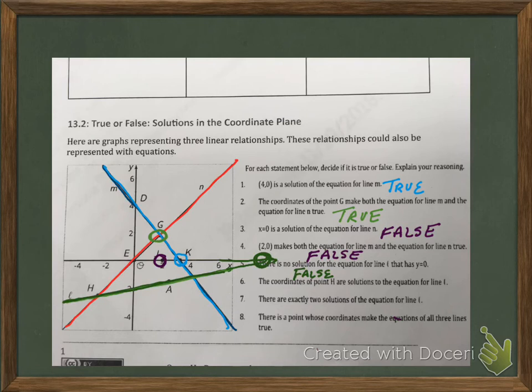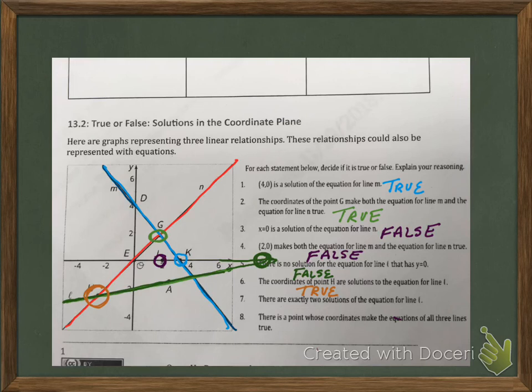So number 6, the coordinates of point H are solutions to the equation for line L. So looking at point H, which is here as I'm circling that in brown, are they solutions for line L? And that is true because that falls on line L as well as line N.